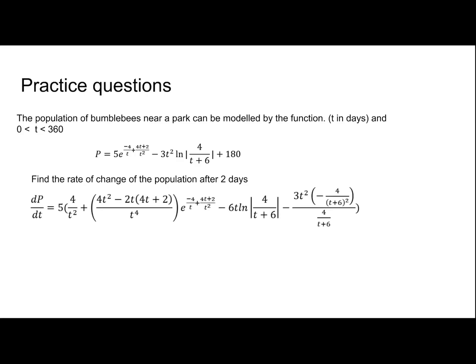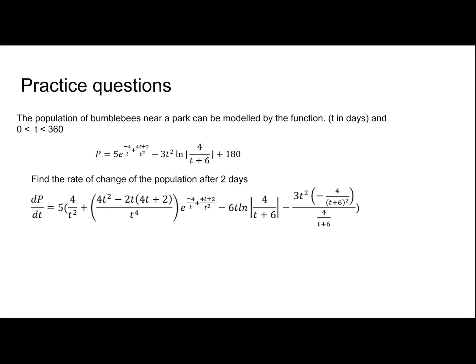Alright, so the first thing you have to do here is, obviously, if you want to find a rate of change, you need to find the derivative of the function. So in order to find the derivative of the first half of the function, the exponential part, we need to find the derivative of the power of the exponential. So the derivative of negative 4 over t plus 4t plus 2 over t squared, and we need to multiply that by 5 because when we have an exponential, we're multiplying the coefficient by the derivative of the power.